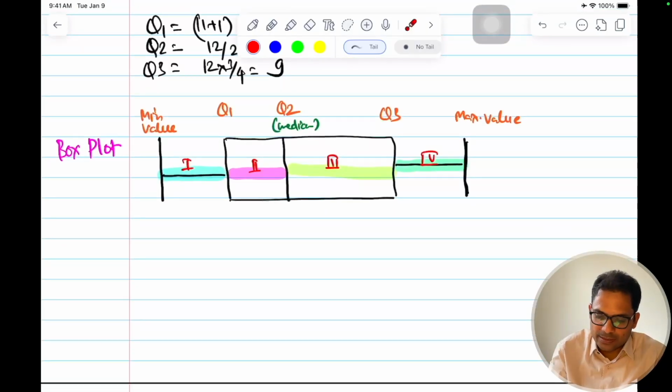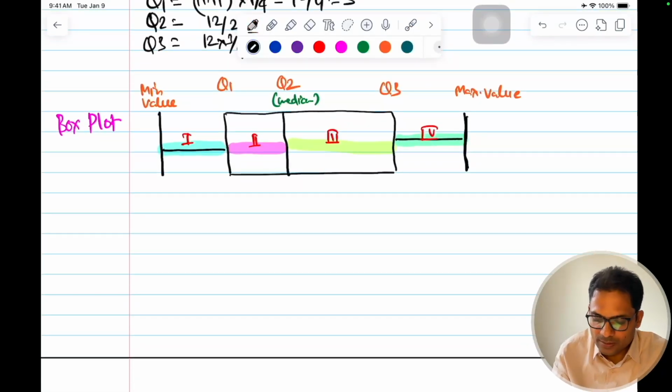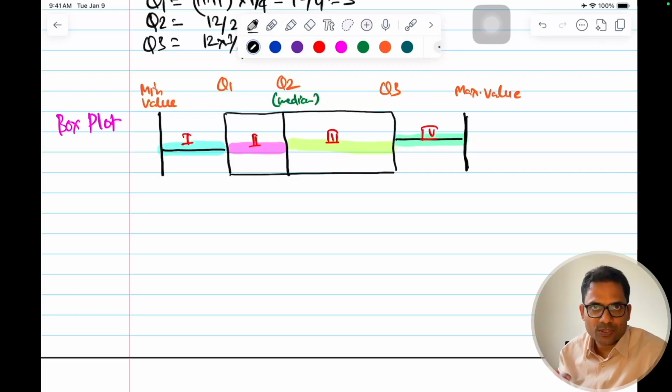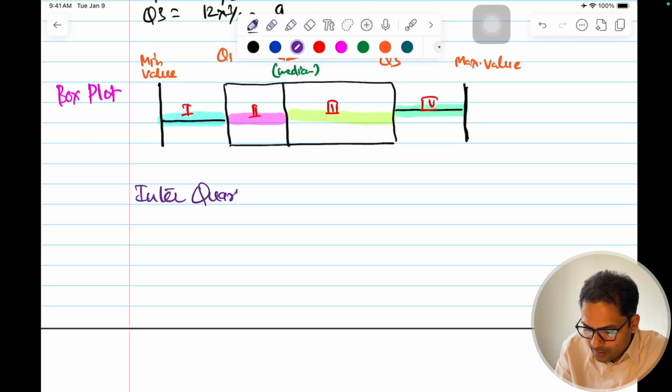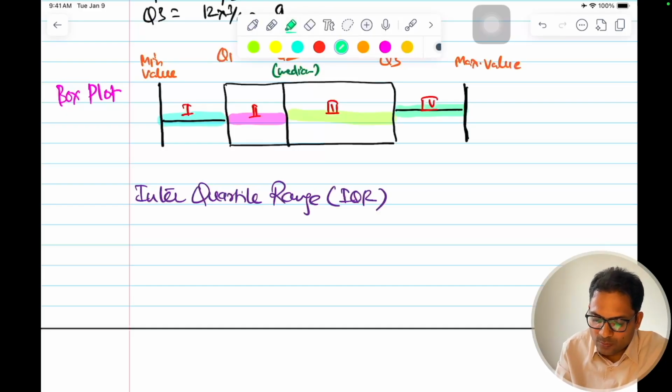And then next is my IQR. That's a measure of range or dispersion of data, the spread of the data. IQR is the interquartile range. This is the most common method to identify outliers.